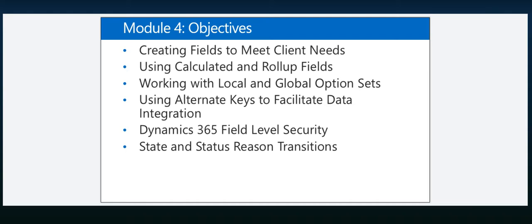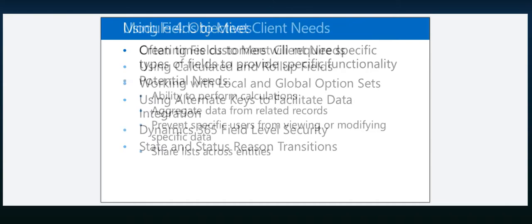Which is one of the newer areas to Dynamics 365, the ability to have an alternate key to keep data consistent and have data integrity when you are integrating with another system. Finally, we'll look at field level security and how that's actually an additional security role that can be used. And we'll also look at the state and status reason transitions that we can control and have some options for managing.